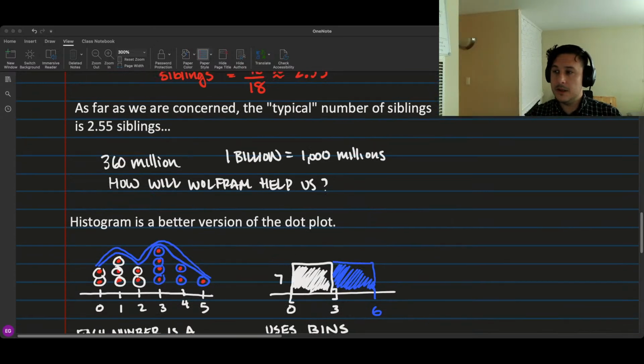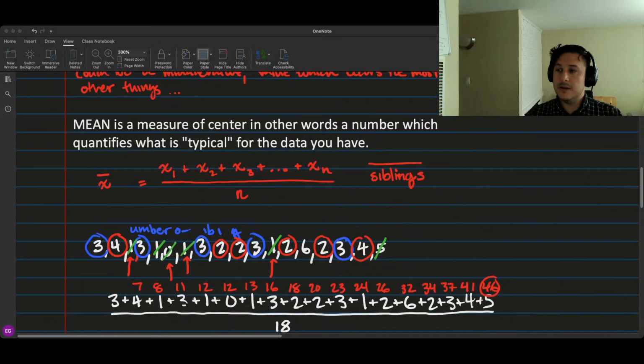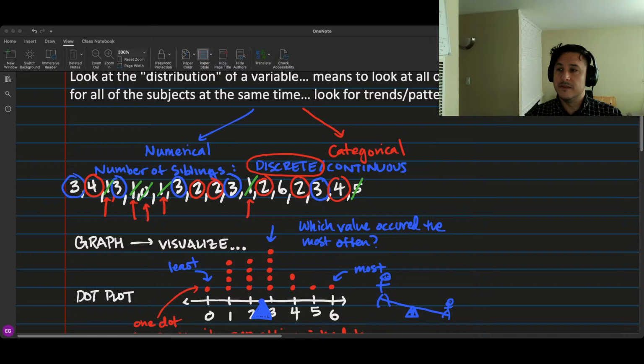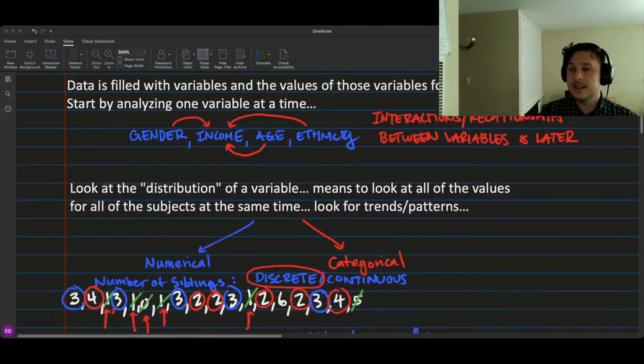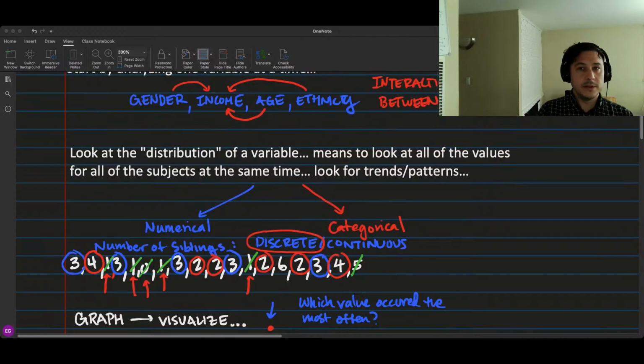So let's just quickly talk about what we did last week. So, we started talking about distributions of variables. You have to remember that a distribution of a variable means that you look at everything at once. It's sort of like the whole idea. Okay, and you're looking for trends or patterns. Now, how you're going to do this is going to depend upon the type of variable that you're dealing with. Okay, so you either have a numerical variable or a categorical variable. We've been talking about how you look at the distribution of a numerical variable.